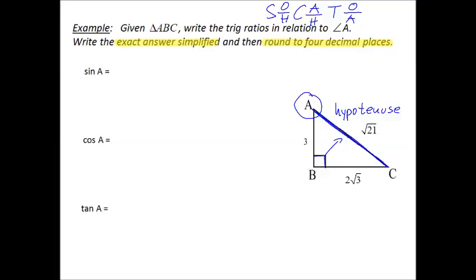The opposite side from angle A is the one that doesn't touch it, that has the angles B and C on it. And the adjacent side is the one that does touch angle A, and the remaining side here is the adjacent. Okay, the sine of A is the opposite side over the hypotenuse.